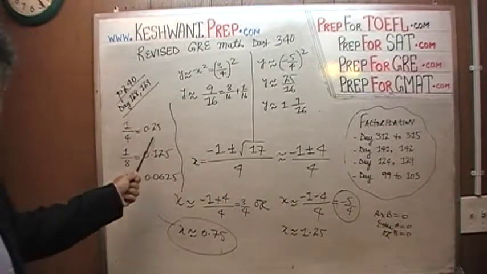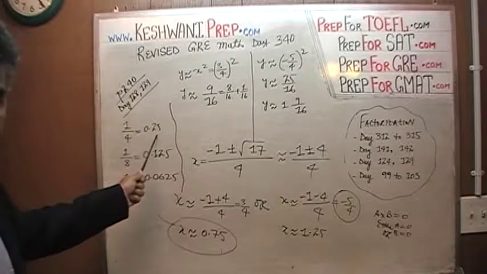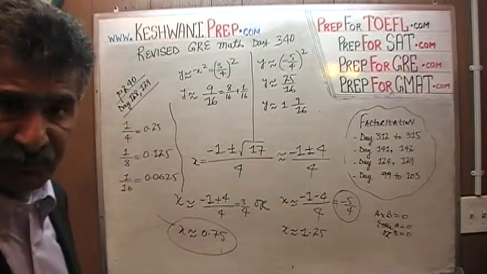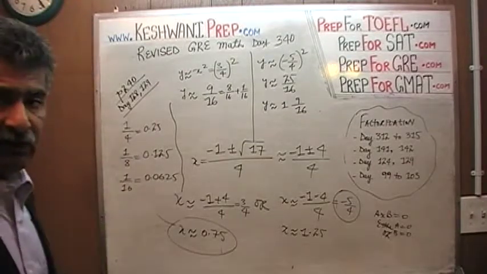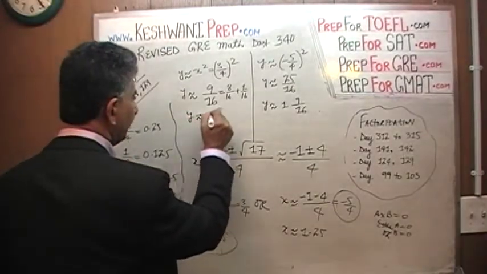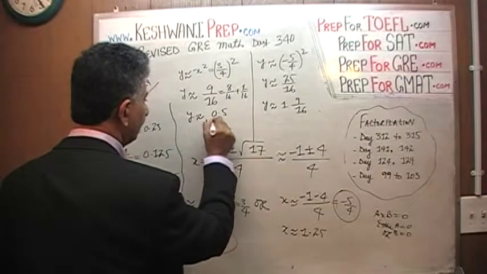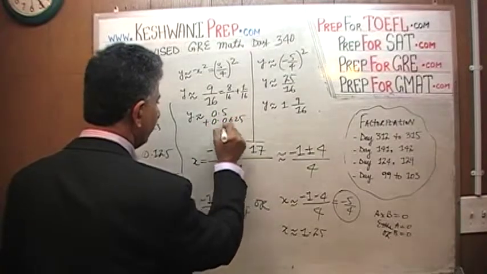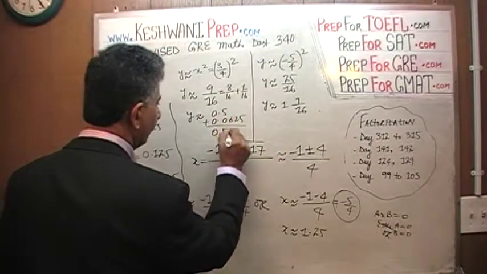In other words, 1/4 is 25%. That's what we're saying. 1/8 is 12.5%, and 1/16 is 6.25%. So that's what that is. So what we get here is that y is approximately 0.5 plus 0.0625, which gives us 0.5625.